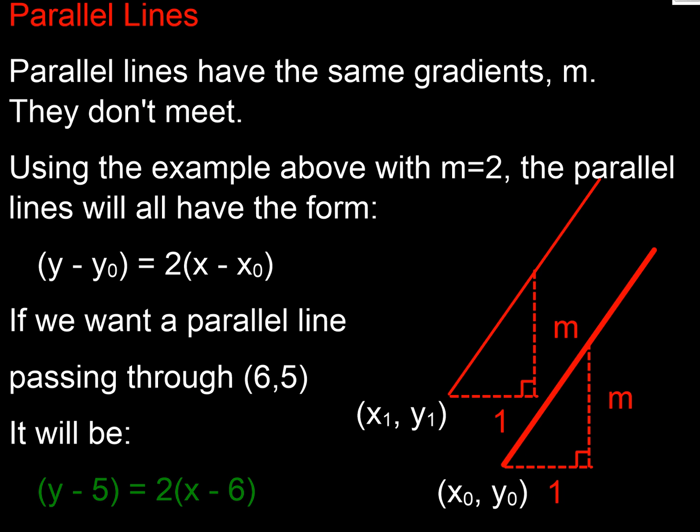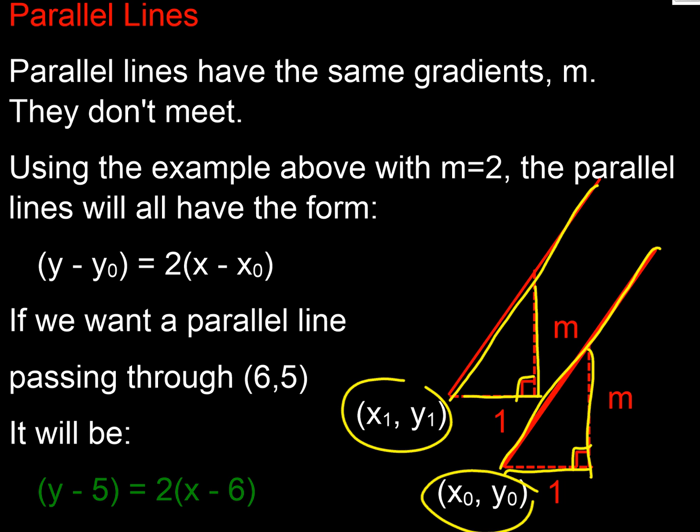Okay, what's a parallel line then? Two parallel lines don't meet, do they? The only circumstance in which that's true is if they've got the same gradient. Otherwise, they're going to bump into each other at some point. The difference is that they go through different points. So if I use the example we had earlier, where m was equal to 2, then all parallel lines must have m equals 2.